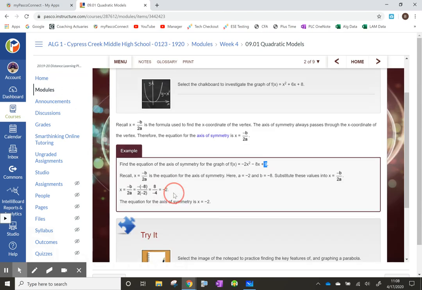Right, so axis of symmetry is pretty easy. You just have to follow the formula, but be mindful that the formula does have a negative inside it. And when you plug in another negative, be careful about the double negatives. Other than negatives, you should be fine.